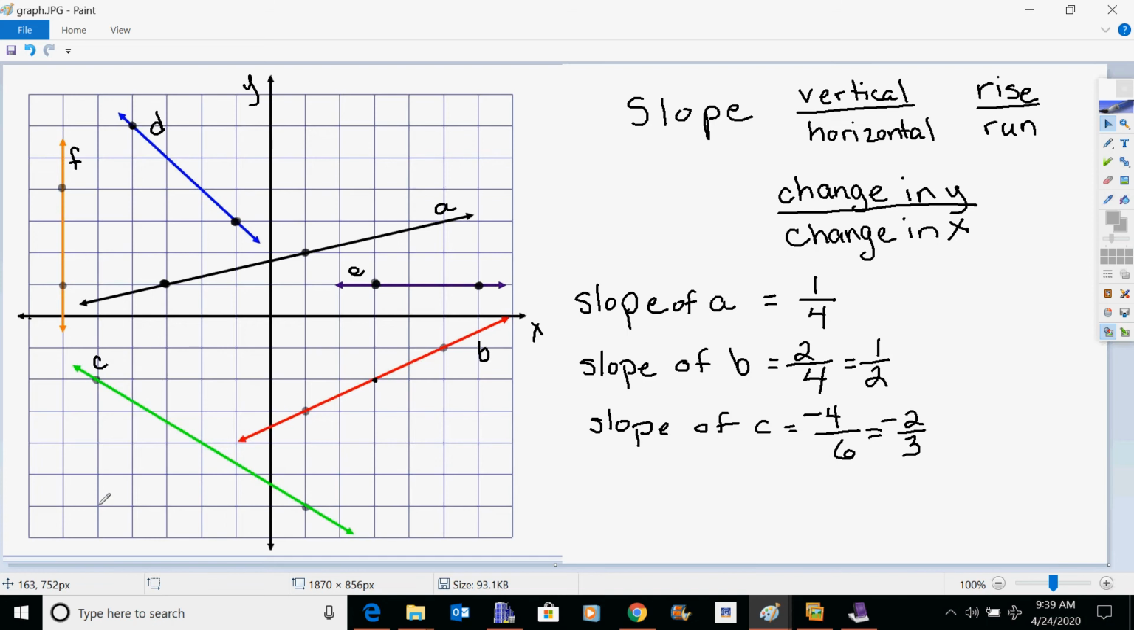So down 4 over 6 is the same as going down 2, right 3. And the slope number tells you how to find more and more and more points that are along that line. That will be very, very important for you as you go forward in algebra. It's going to keep with you for however long you're working on algebra. So we have to make sure that we're thinking about that. Okay, let's look at the slope of D.